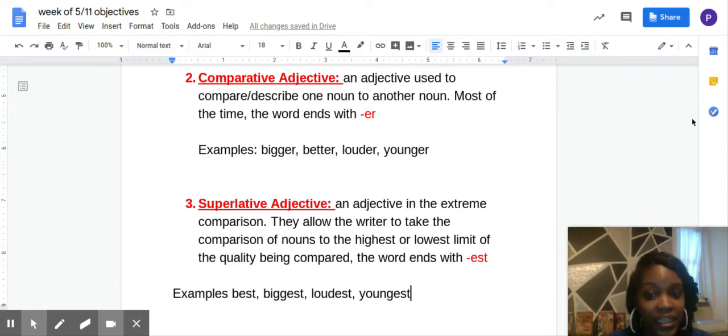Examples: best. There's nothing better than best. Biggest of all. So if you're comparing several nouns, the biggest one is the top. Super. Loudest. And here's an example of the lowest limit. Youngest. Can't go no lower than youngest. And all of these were superlative adjectives end with EST.